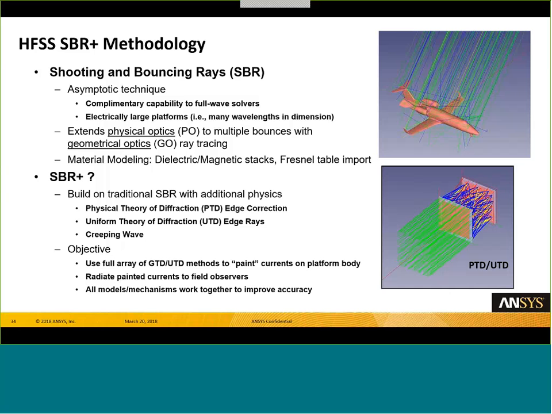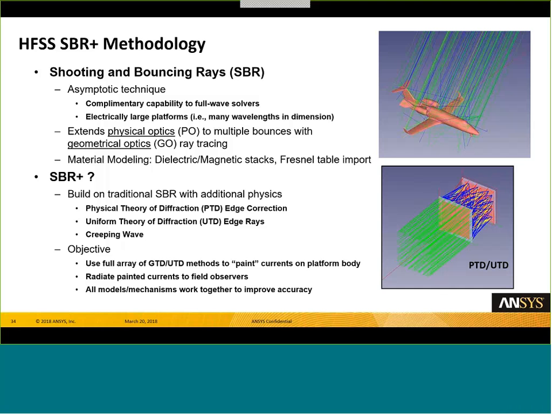So SBR+ takes that capability and adds onto it with additional physics that are coded into it. And those physics come in the form of improved diffraction handling. So we allow for physical theory of diffraction edge corrections. We also allow for uniform theory of diffraction edge rays that allows for a different type of diffraction handling, especially in the area where secondary structure in the shadow zone could be important. And we also do creeping wave for certain problems.